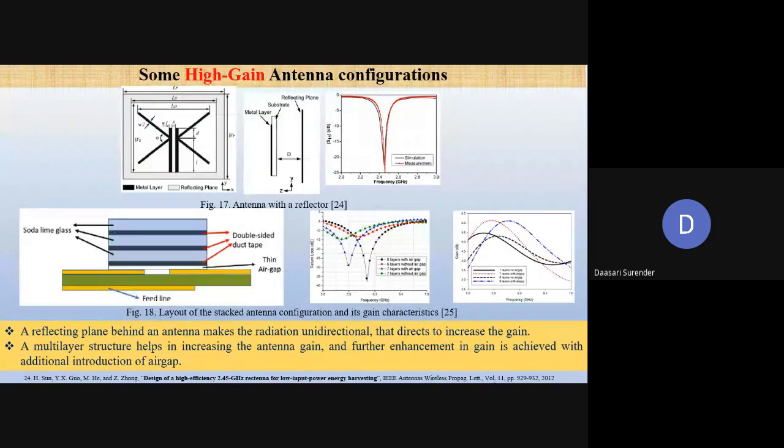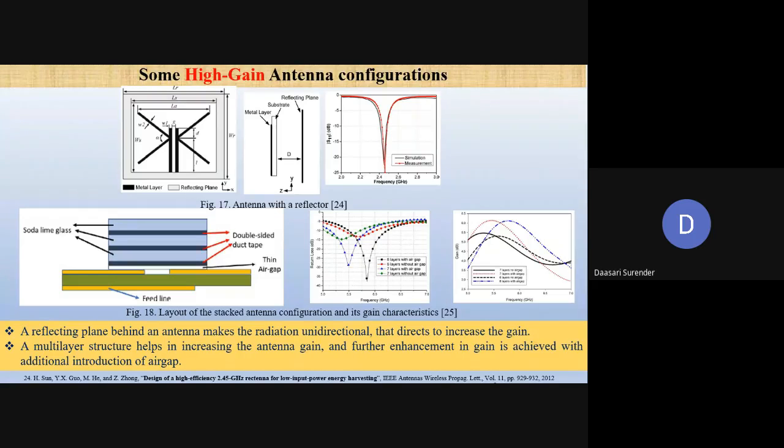In this, some approaches and techniques are presented to increase the gain of the antenna. The first one, in figure 17, shows a reflecting plane concept. By placing a reflecting plane behind an antenna, the radiation of the antenna is directed in a single direction. So the gain of the antenna can be increased by placing a reflecting plate behind it.